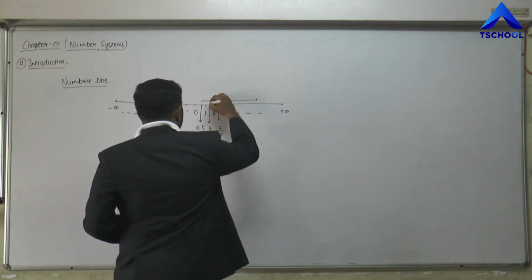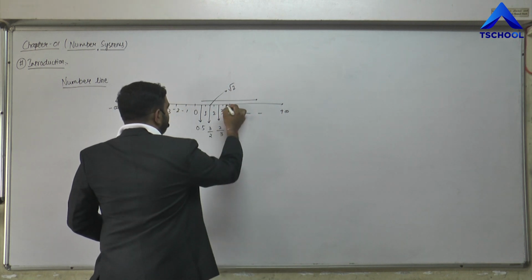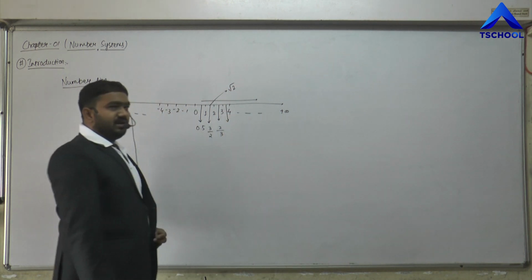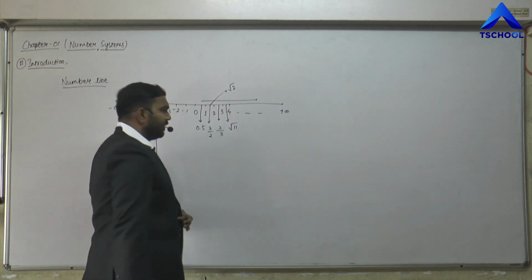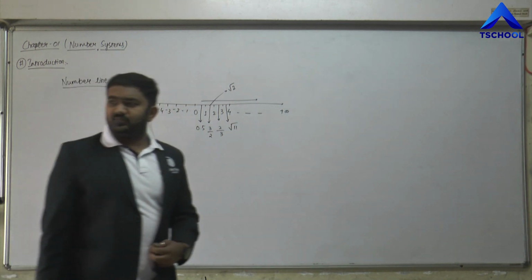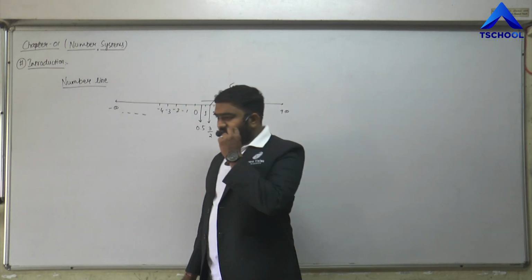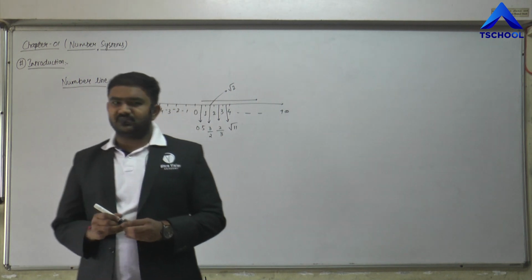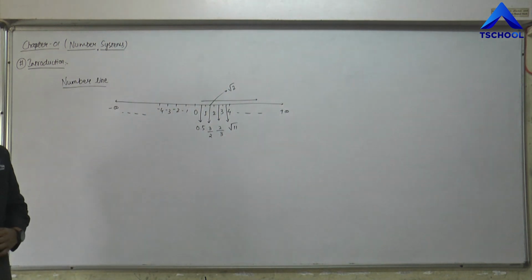I shall also have a number here between 1 and 2 as root 2, right? I shall also have a number here between 3 and 4 as root 11, right? That means these are the numbers that can be shown here on this number line. So each and every number that exists in this universe can be represented on this single number line, right?